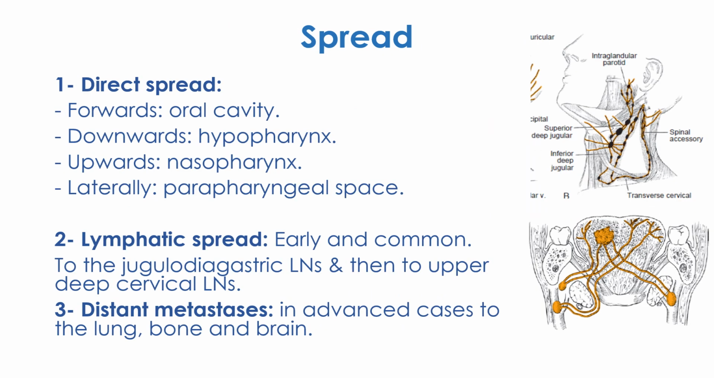The disease normally has three methods of spread. Direct spread is forward to the oral cavity, downward to the hypopharynx, upward to the nasopharynx, and laterally to the parapharyngeal space. Lymphatic spread is again early and common to the jugulodigastric lymph node, and then to the upper deep cervical lymph nodes, and distant metastases in advanced cases are to the lung, bone, and brain.